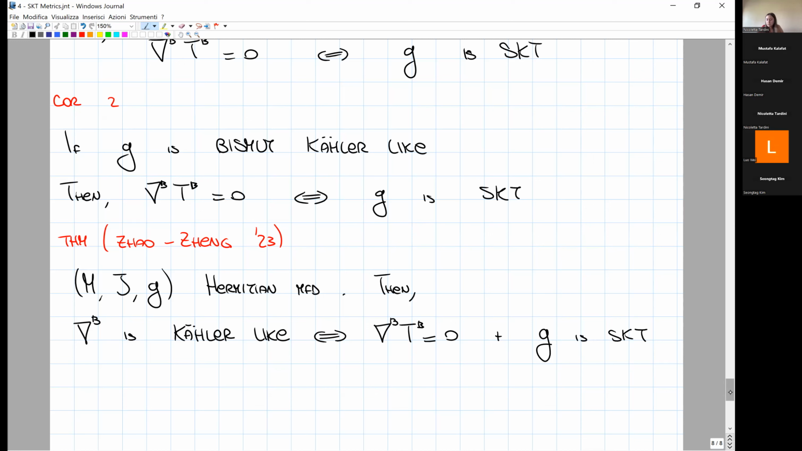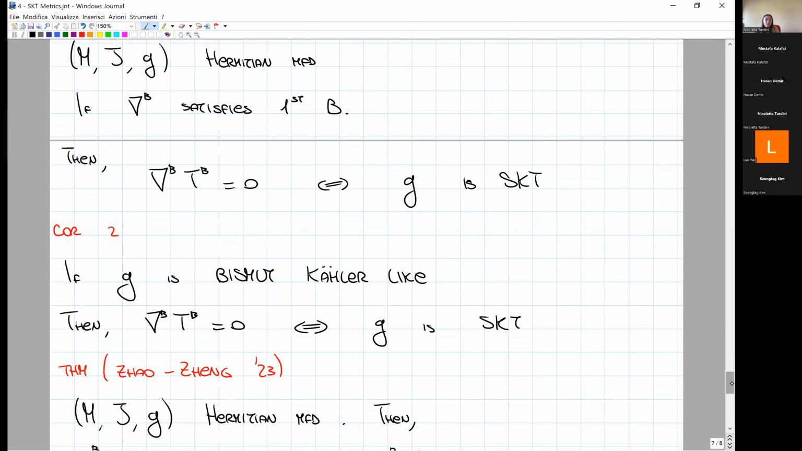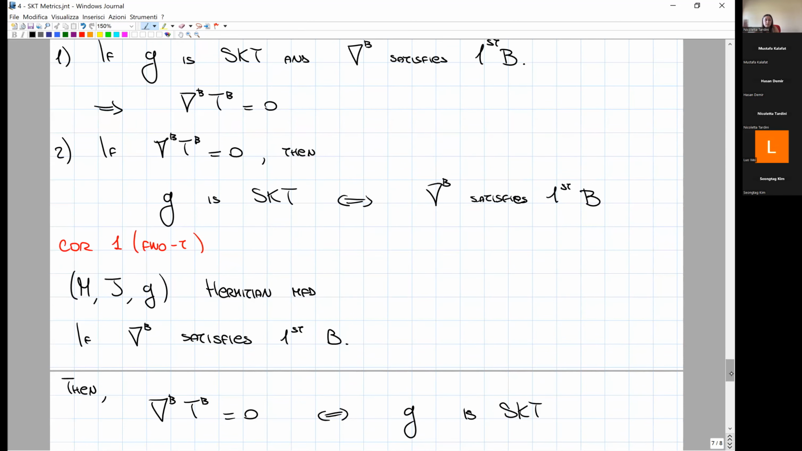We used a coordinate-free approach. But on the other side, Zhao and Zhang used a coordinate approach, okay? We use here some very general formulas, but we consider just the first Bianchi identity. We didn't consider the whole Bismut-Kähler-like condition, okay? We didn't use in this previous theorem the second condition of being Bismut-Kähler-like. In these results, there's no type condition, okay?